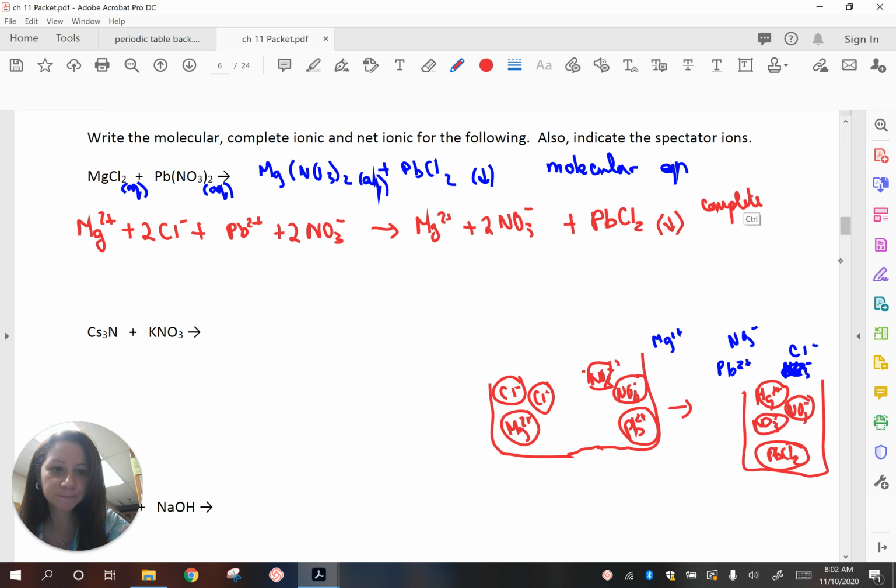Complete ionic equation. So to write your complete ionic equation, basically you go through everything in your molecular equation. Anything that you see that is aqueous, you show what ions that's made up of. The one that is not soluble, you keep as is. So then next we're going to write the net ionic equation.